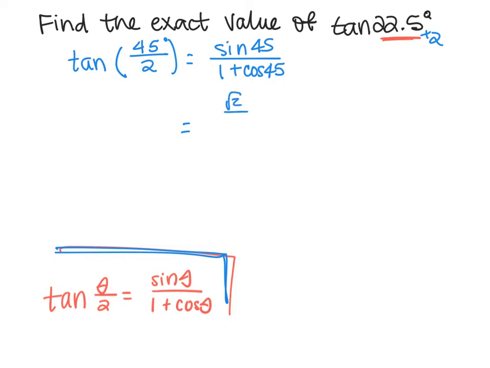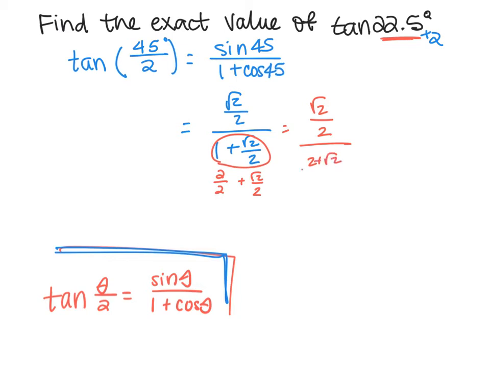Sine of 45 is root 2 over 2. Cosine of 45, 1 plus root 2 over 2. So now we can go ahead and combine these. 1 is the same as saying 2 over 2. So we have 2 over 2 plus root 2 over 2. So this turns into root 2 over 2 on top, 2 plus root 2, all over 2 on the bottom. Same as we've been doing this whole time.